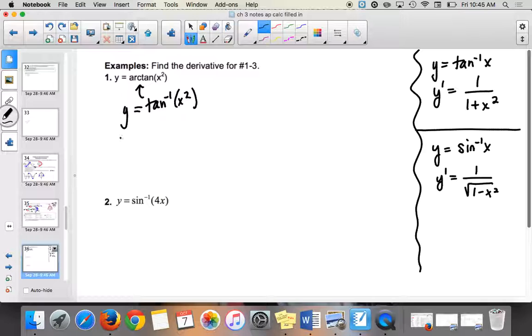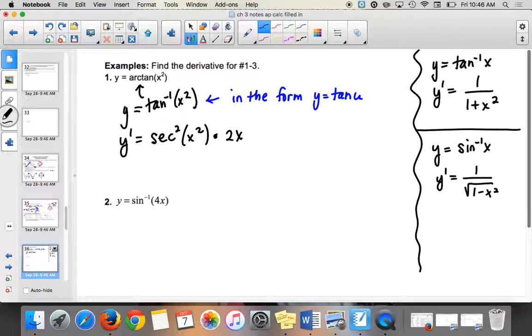All right, so if I find the derivative, we want to think about what form this is in. We're definitely using the chain rule. What's our u? What's the inside? X squared, right? So this is in the form y equals tangent of u. Okay, so when we take the derivative, it's going to be secant squared of the u, so of the x squared, times the derivative of u, so times 2x. So this was our u, this was our derivative of u.